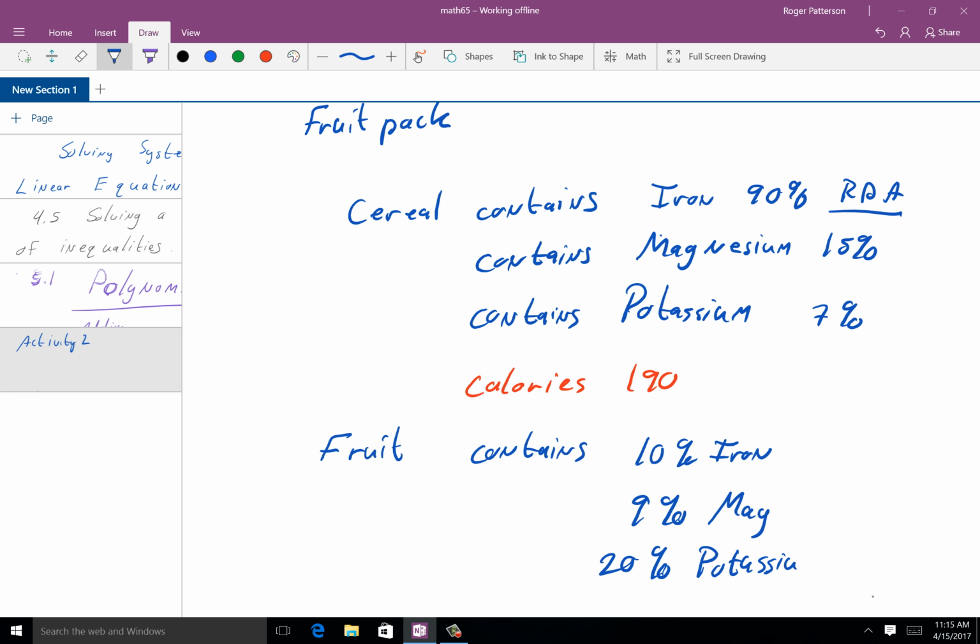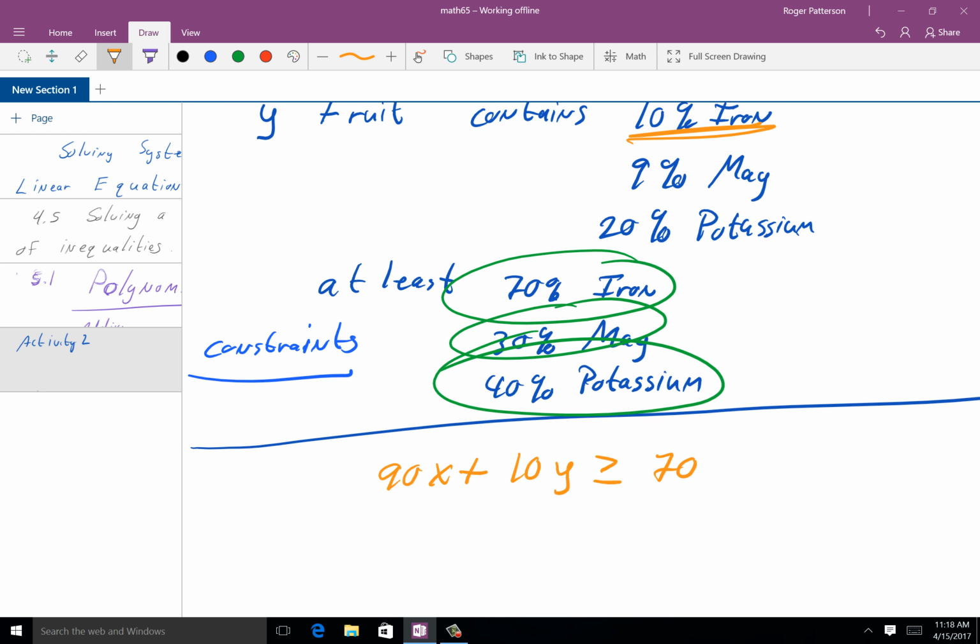So the question is, would that inequality be a greater than or a less than if I want at least? What do you think? Greater. So I'm going to go greater than or equal to 70. Now, if you have a serving of both of these things, you've already maximized your RDA, because 90 plus 10 is 100, and you will have exceeded the 70 already. But that's only one constraint. We've got to do the other ones.